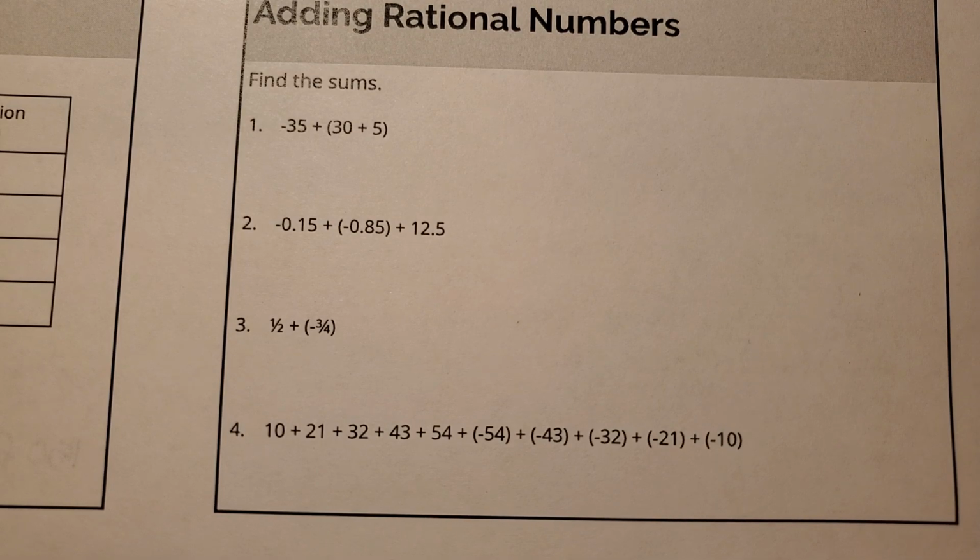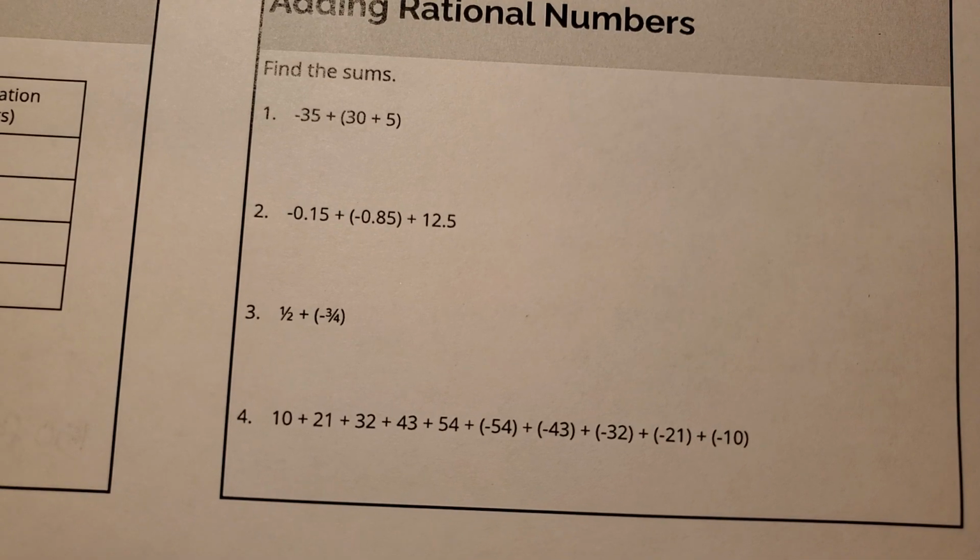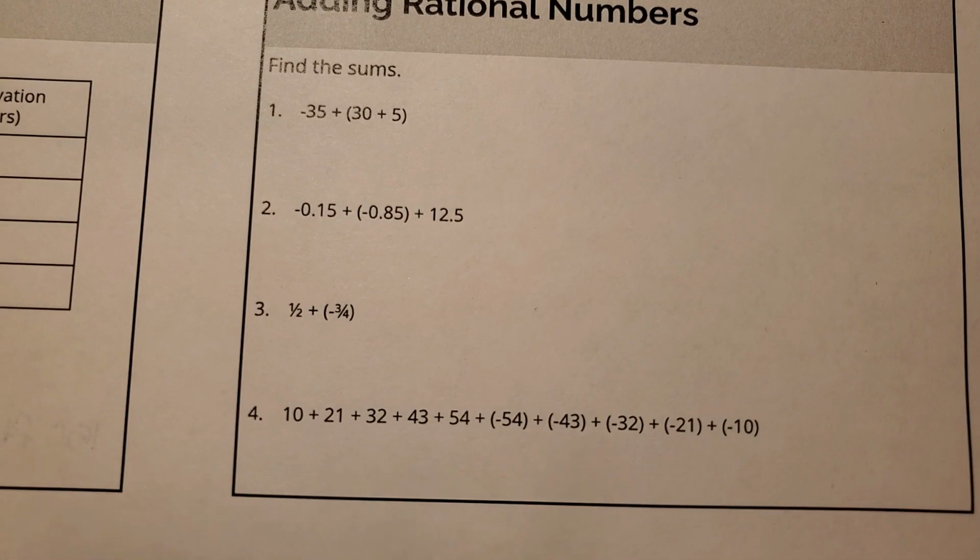Okay, let's start with the first one. PEMDAS states you always start with the numbers inside the parentheses. So that's exactly what we're going to do. We're going to add 30 plus 5. 30 plus 5 is simple, 35, right? Okay, positive 35.